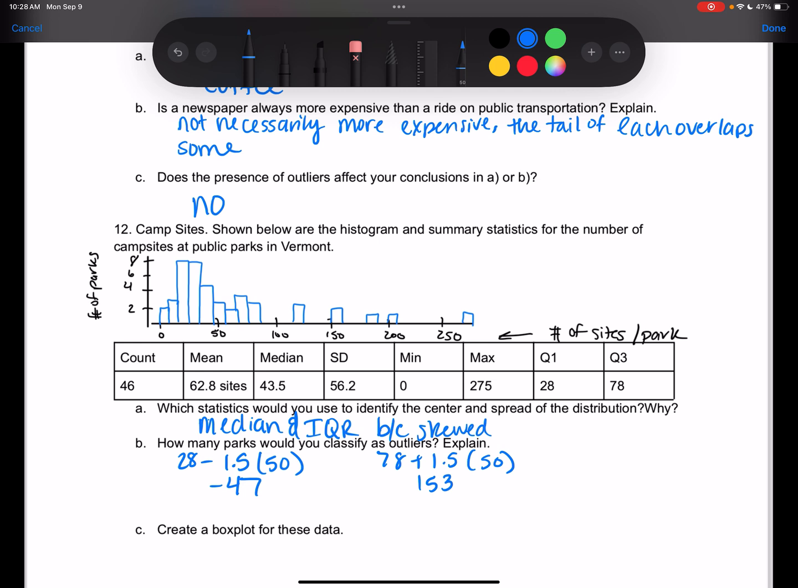So based on that, how many parks would you classify as outliers? 3? 3 for sure. Possibly a 4th one. We don't exactly know what these numbers are because of the scaling that was given to us. So definitely 3, possibly 4. But if you just said 3, I would give that to you because we don't know what the increments are on there.